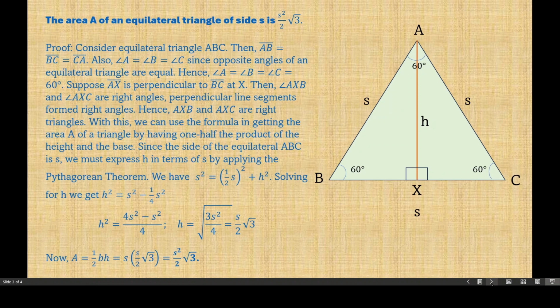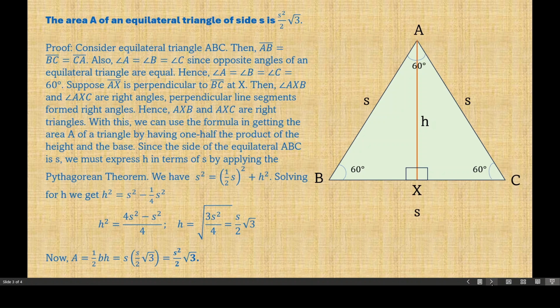Since the side of the equilateral triangle ABC is S, we must express H in terms of S by applying the Pythagorean theorem. This theorem says that the square of the longest side of a right triangle is equal to the sum of the squares of the measures of the other two sides. Considering right triangle AXB, the longest side is side AB equal to S, and side XB is 1/2 of side S, since a segment drawn from the vertex of an equilateral triangle bisects the opposite side.